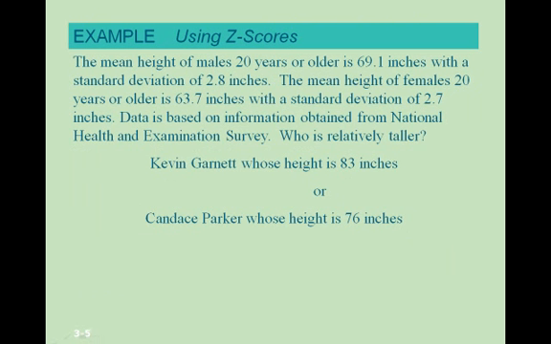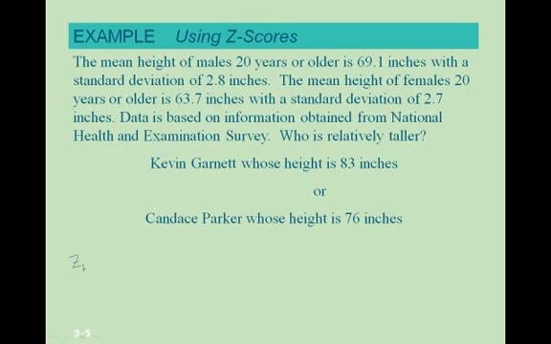So let's look at an example. The mean height of males 20 years or older is 69.1 inches with a standard deviation of 2.8 inches. The mean height of females 20 years or older is 63.7 inches with a standard deviation of 2.7 inches. Data is based on information obtained from National Health and Examination Survey. Who is relatively taller? Kevin Garnett, whose height is 83 inches, or Candace Parker, whose height is 76 inches. In order to compare, we need to calculate the z-score.